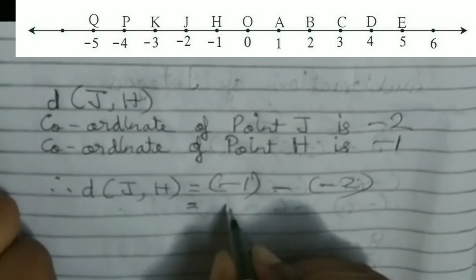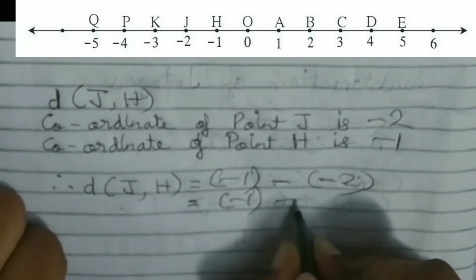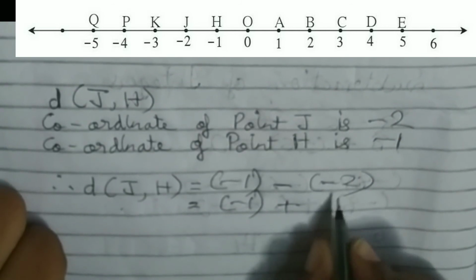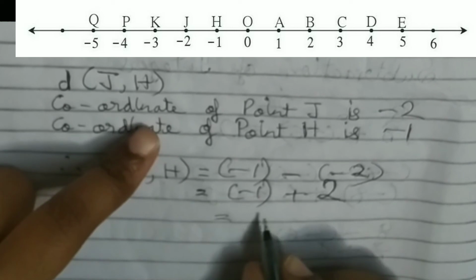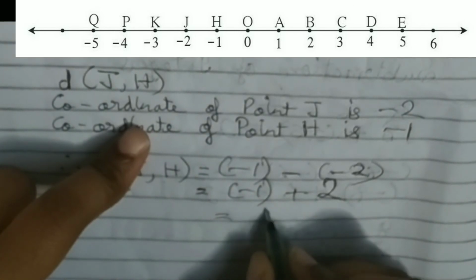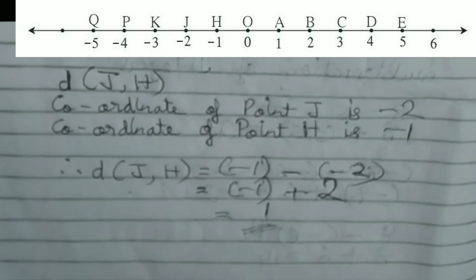Equal to minus 1, we will keep it as it is. Here we put plus. And what is the opposite of minus 2? 2. What will be the answer of this? Minus 1 plus 2 equal to 1. So the distance is 1. Therefore distance JH is equal to 1.